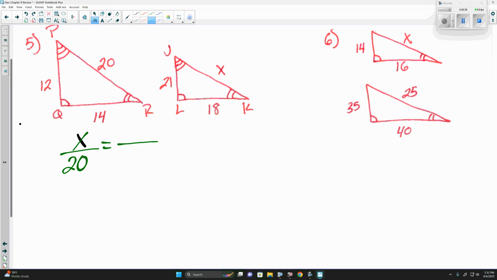Now, what is the number on top of the next one going to be? We could use 21 or we could use 18. We can use either one. We just need to pick one. So if we use 21, that's fine. So then we can use 21 over 12. If they did have 18, we could use 18 over 14 or 21 over 12.